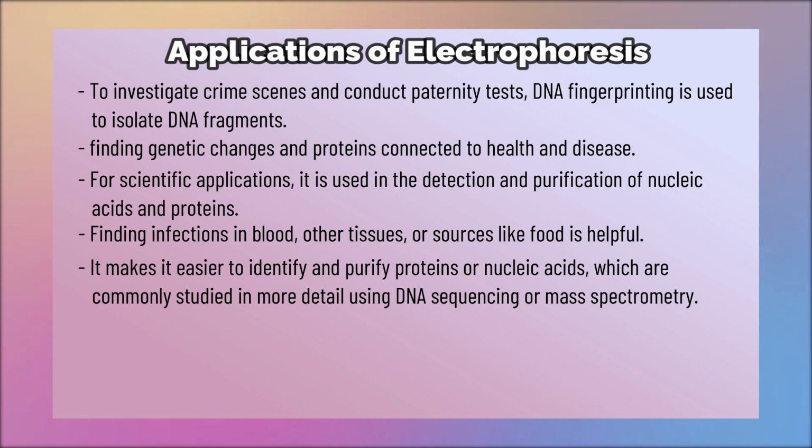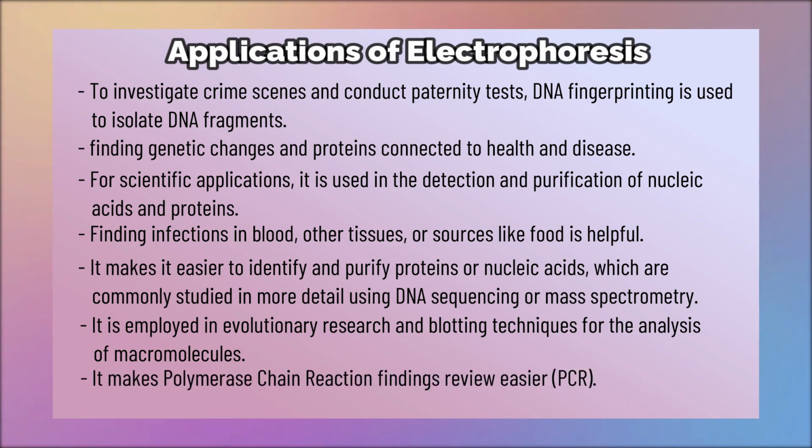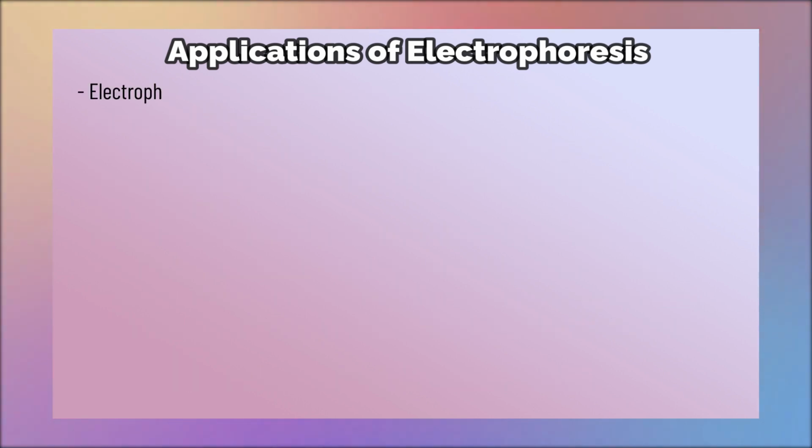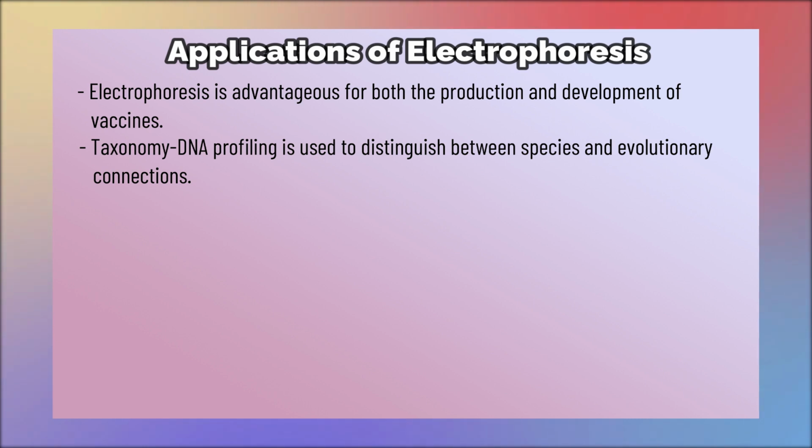It makes it easier to identify and purify proteins or nucleic acid, which are commonly studied in more detail using DNA sequencing or mass spectrometry. It is employed in evolutionary research and blotting techniques for the analysis of macromolecules. It makes polymerase chain reaction findings review easier. Electrophoresis is advantageous for both the production and development of vaccines. Taxonomy DNA profiling is used to distinguish between species and evolutionary connections.